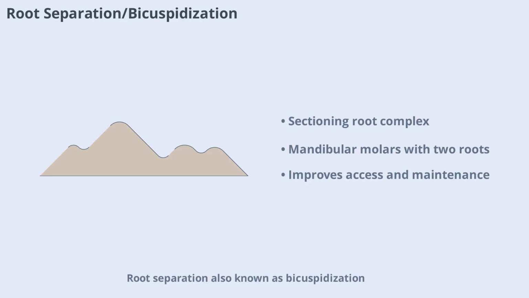Root separation, also known as bicuspidization, involves sectioning the root complex and maintaining all roots. This procedure is frequently performed in mandibular molars with 2 roots. After sectioning, each root functions as a separate unit, improving access for cleaning and maintenance. Root separation is indicated for cases where preservation of both roots is possible and beneficial.